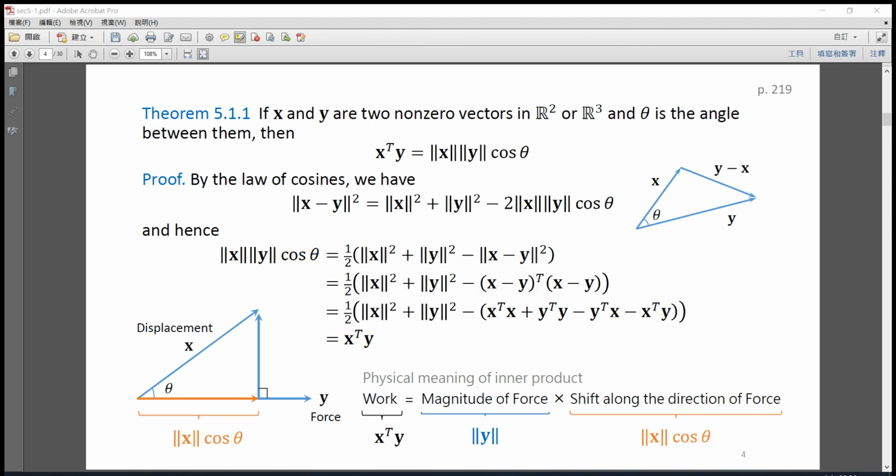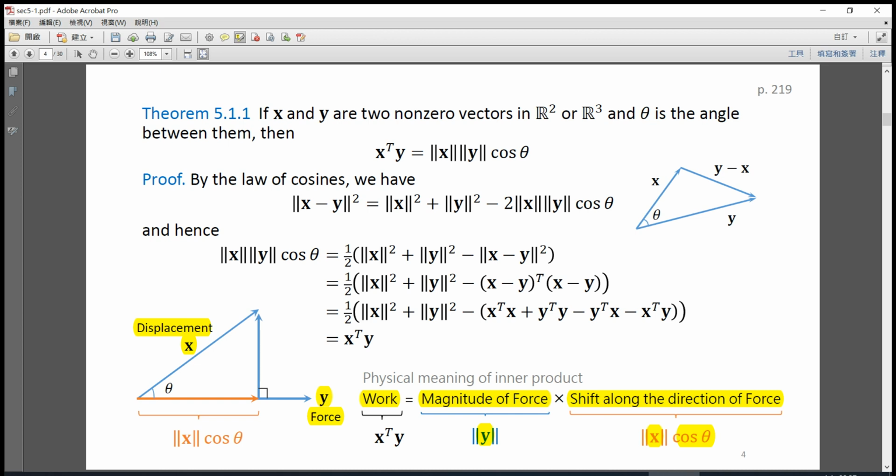Below, we illustrate the physical meaning of inner product. Let x be the displacement of an object, and y denotes the force. Then the work done on that object equals the magnitude of force times the shift along the direction of force. The magnitude of force is the 2 norm of y, while the shift along the direction of force is the 2 norm of x times cosine theta.